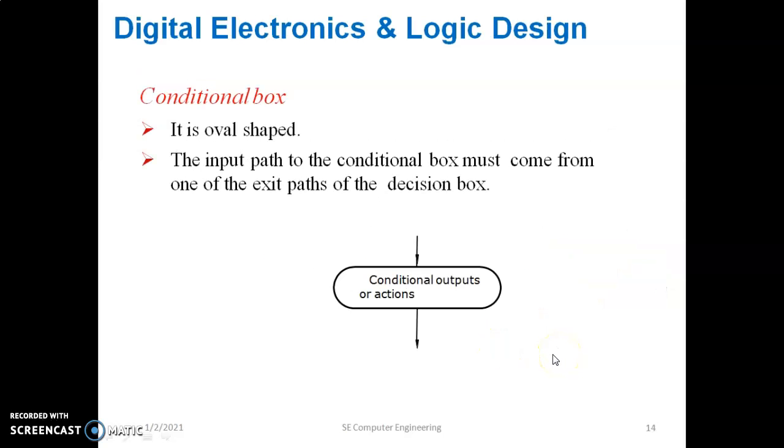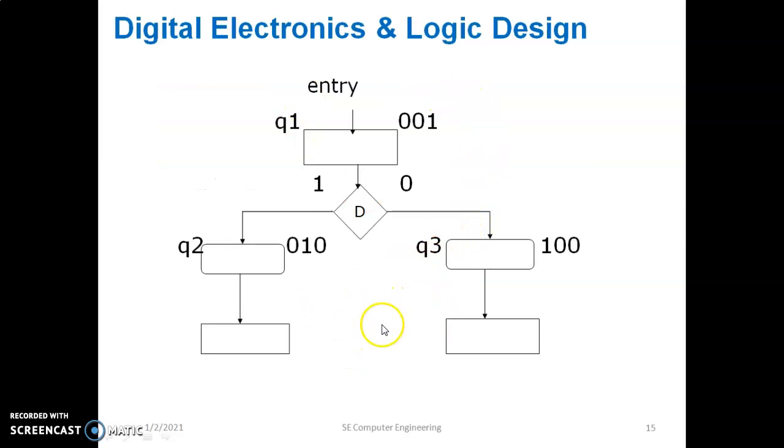Next is the conditional box. It is an oval-shaped box, and the input to the conditional box must come from one of the exit paths of the decision box. Conditional outputs or actions are taken according to those particular conditions. This is an example of an ASM chart, showing how the entry point is given. This is the state name and the binary equivalent code for the given state name. Again it has 2 values, either true or false. According to the true condition, it will execute that particular state, and for the false condition, it will execute that state and go to the exit path.